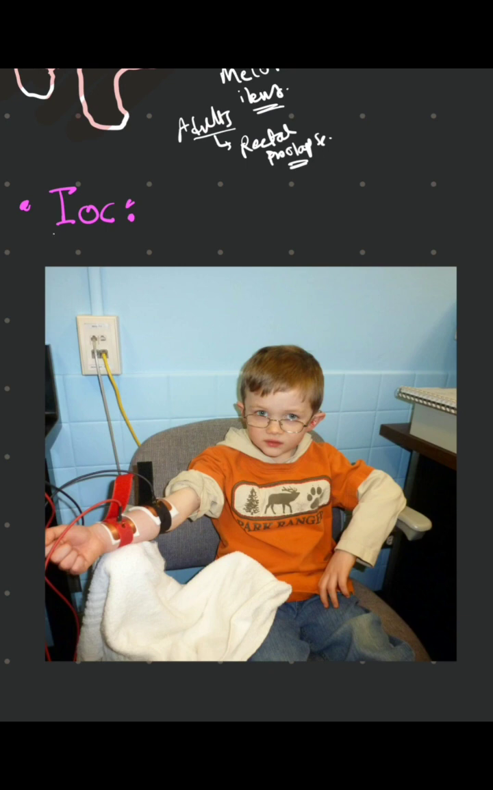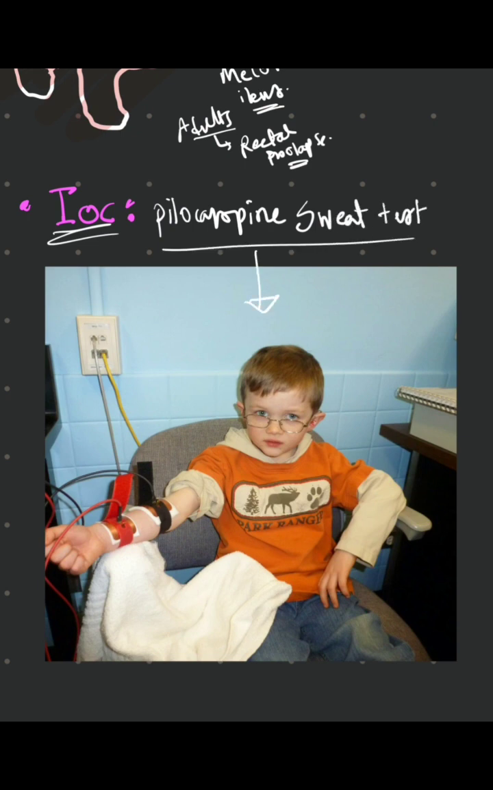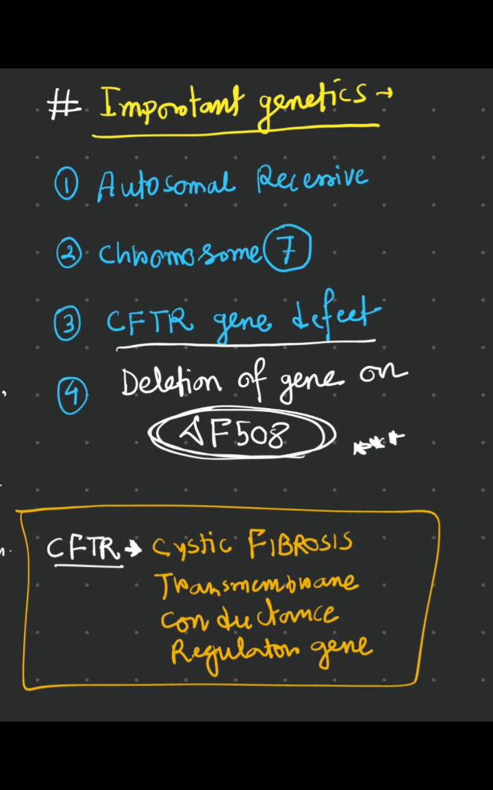So what is the gold standard investigation of choice for cystic fibrosis? The answer is the pilocarpine sweat test. This is the test being done here with this kid. You can see in his hand two electrodes you can identify. This test is known as the pilocarpine sweat test. We'll discuss this in later slides. Now that we know about the clinical presentation of the disease, let's discuss some important genetics.